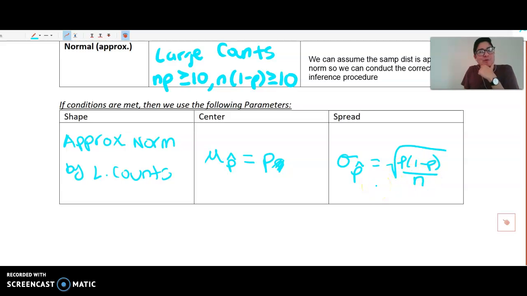We'll talk a little bit more about these conditions in the following example. So if the three conditions are met, stated random, independent, normal, then we should have these three characteristics of our sampling distribution: approximately normal, a center at p, and then a spread of the square root of p times 1 minus p over n.